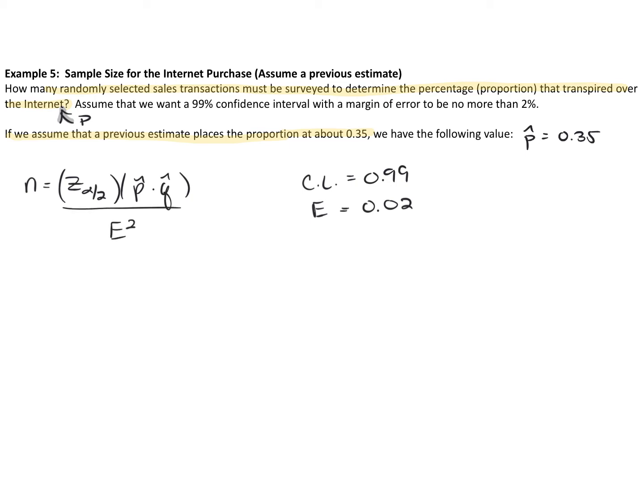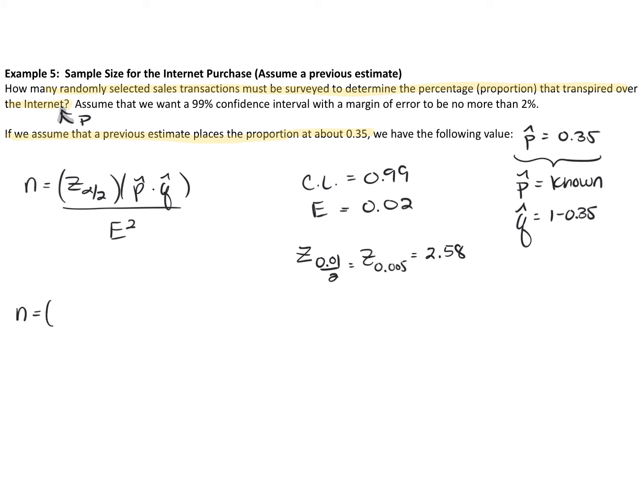Okay, so in this situation, notice that p hat is known, right? And so we can go ahead and use this to calculate q hat, which is the complement of p hat. So if 35% or 0.35 of the transactions occur online, then that means that q hat is 1 minus 0.35. All right, so let's go ahead and remind ourselves of the critical value. So z sub 0.01 divided by 2, which is the same thing as z sub 0.005. If you use your calculator and use the inverse norm function, that gives us a critical value of 2.58.